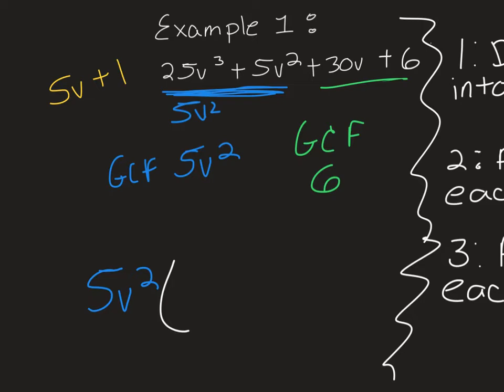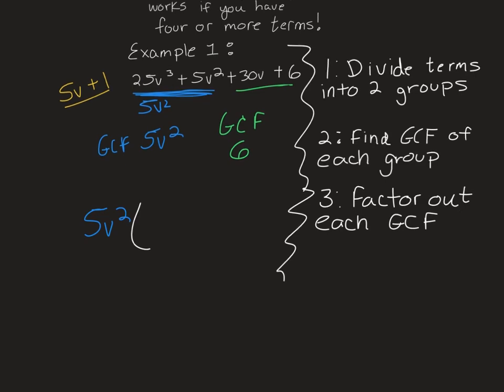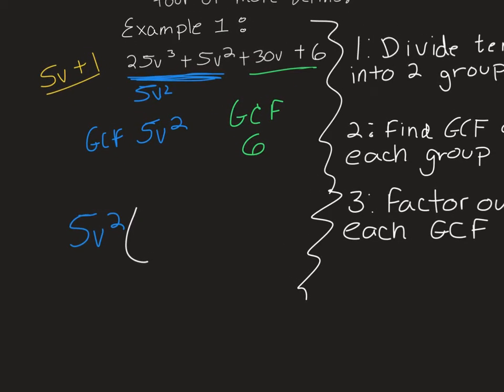So I'm going to take that 5v to the first that I had left over, and it's going to go down here with my step 3. So I factored out that 5v to the second, and it's going to be out here by itself out to the side. So I'm going to put what's left over, the 5v plus 1, right there inside of the parentheses. So I took that first blue group, I factored out the greatest common factor, and then this isn't a very mathy term, but the leftover, what's left over after I factored it out, goes right there in parentheses.